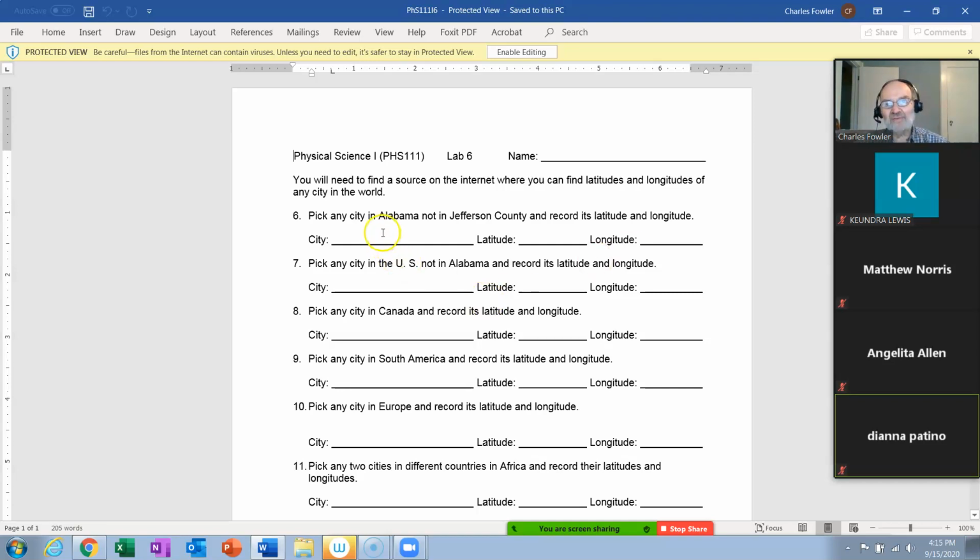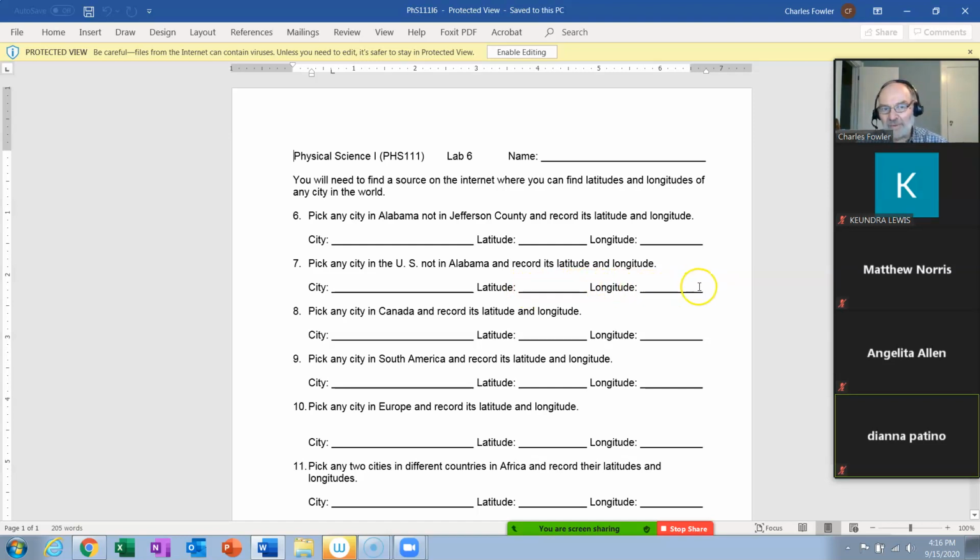So then, after you picked any city in Alabama not in your home county, then pick any city in the U.S. not in Alabama. Write down the name of the city, any city you want, and then find its latitude, its longitude. Now in the U.S., those are all going to be N's for north. Now here you could have 30s, you could have 40s, you know. If you're up in Alaska somewhere, you could be 50s, 60s, or 70s, I don't know. If you're down in Hawaii, that would be probably in the 20s, okay, the latitude. But they'll all be north.